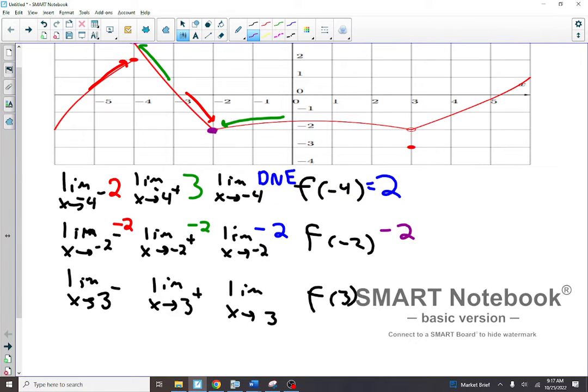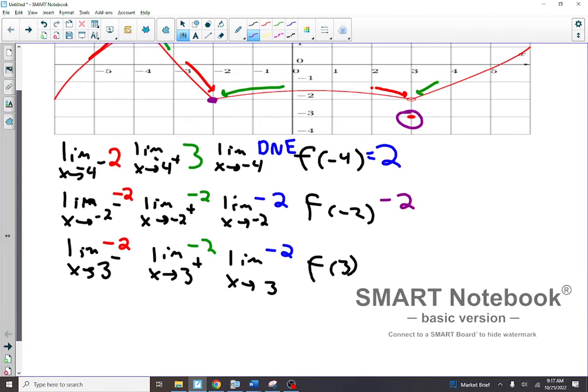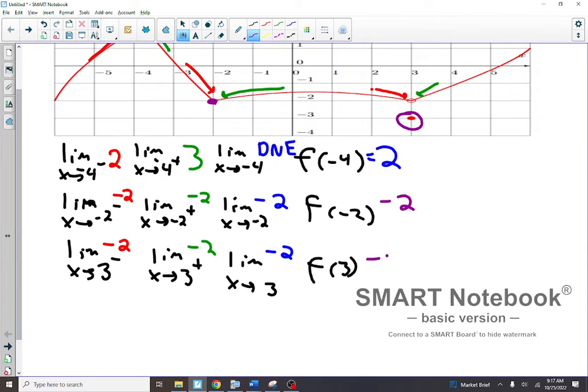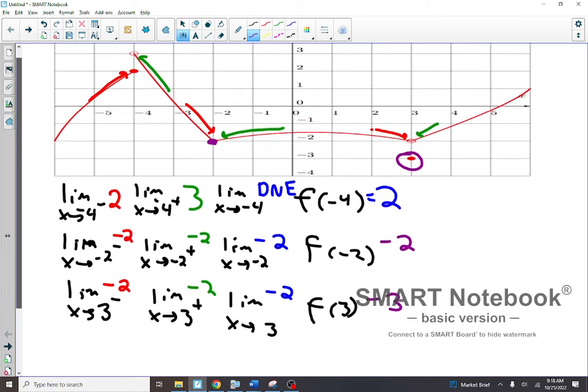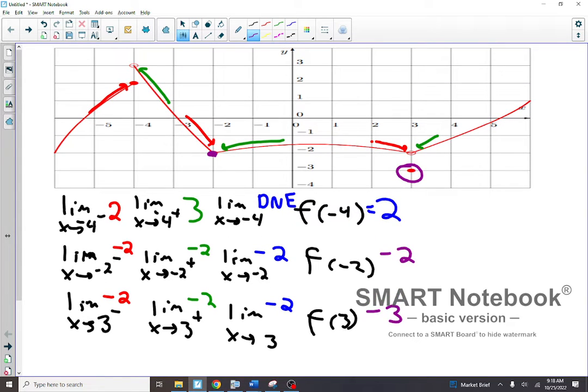The last one, at 3, coming from the negative side, looks like I would arrive at negative 2. Coming from the right side, or the positive side, looks like I would arrive at negative 2. So the limit overall, because these match, is negative 2. But the actual coordinate point is over here. So the actual coordinate point, or f of 3, is negative 3. So that's the case where the limit matches, but the point is a little bit different. I think this graph encapsulates all the different things that could happen technically.